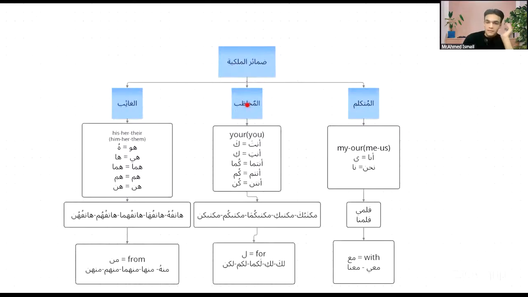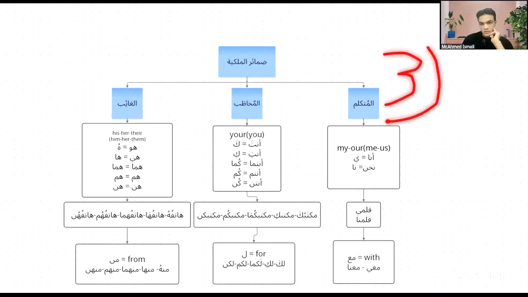So أنت, أنتِ, أنتما, أنتم, and أنتن. All of these pronouns mean you, but the difference between each of them is the number or the gender. We have أنت and أنتم, both for male, but أنت is for one male and أنتم is for a group of males. And we have أنتِ and أنتن, both for females, but أنتِ for one and أنتن for a group of females. And when I say group, I mean three or more in Arabic.